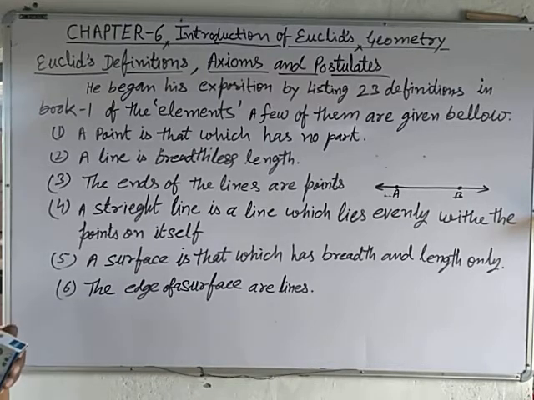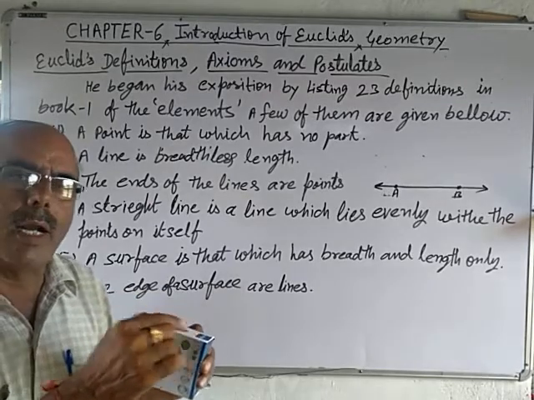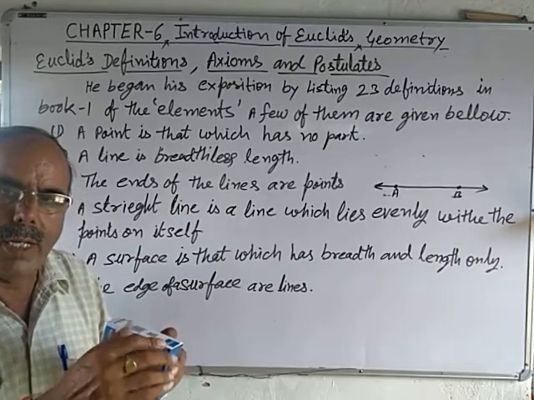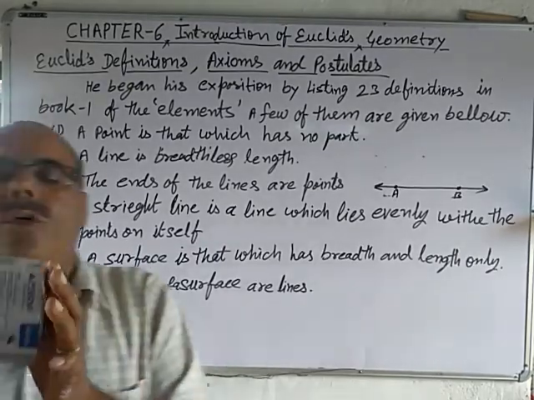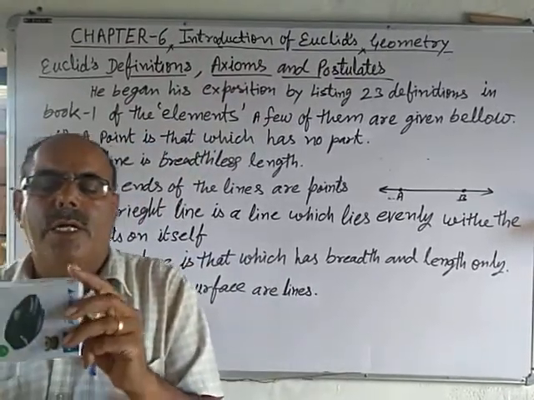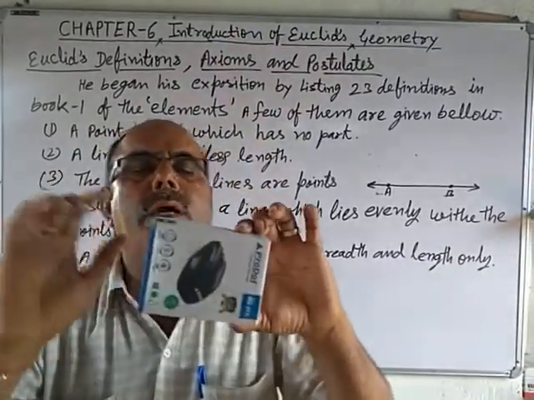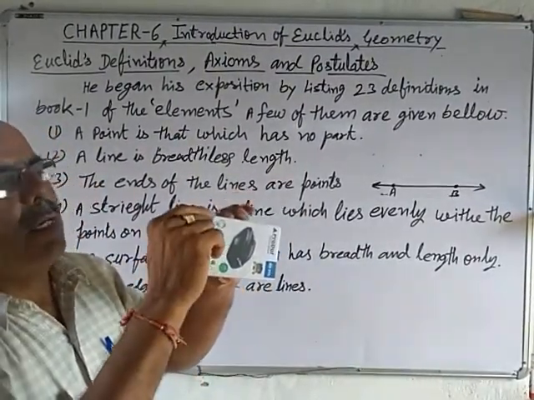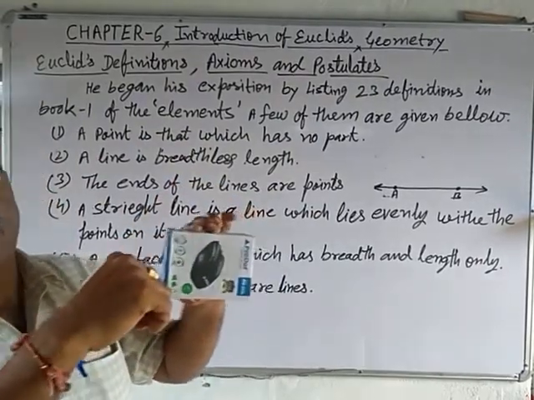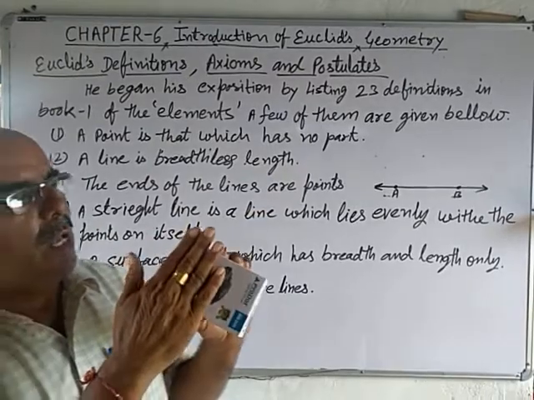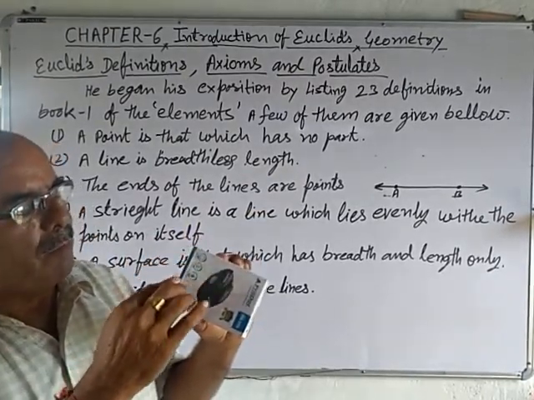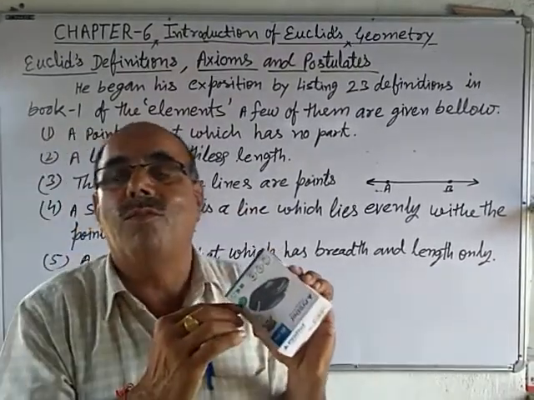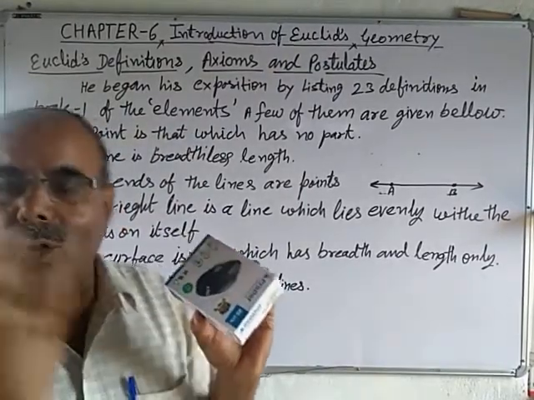And the end points are called points. The ends of the lines are called points, and this is a solid or cuboid. It has three dimensions: length, width, height or depth. A surface has only two dimensions, breadth and length. A line has only one dimension, but the point has no dimension.